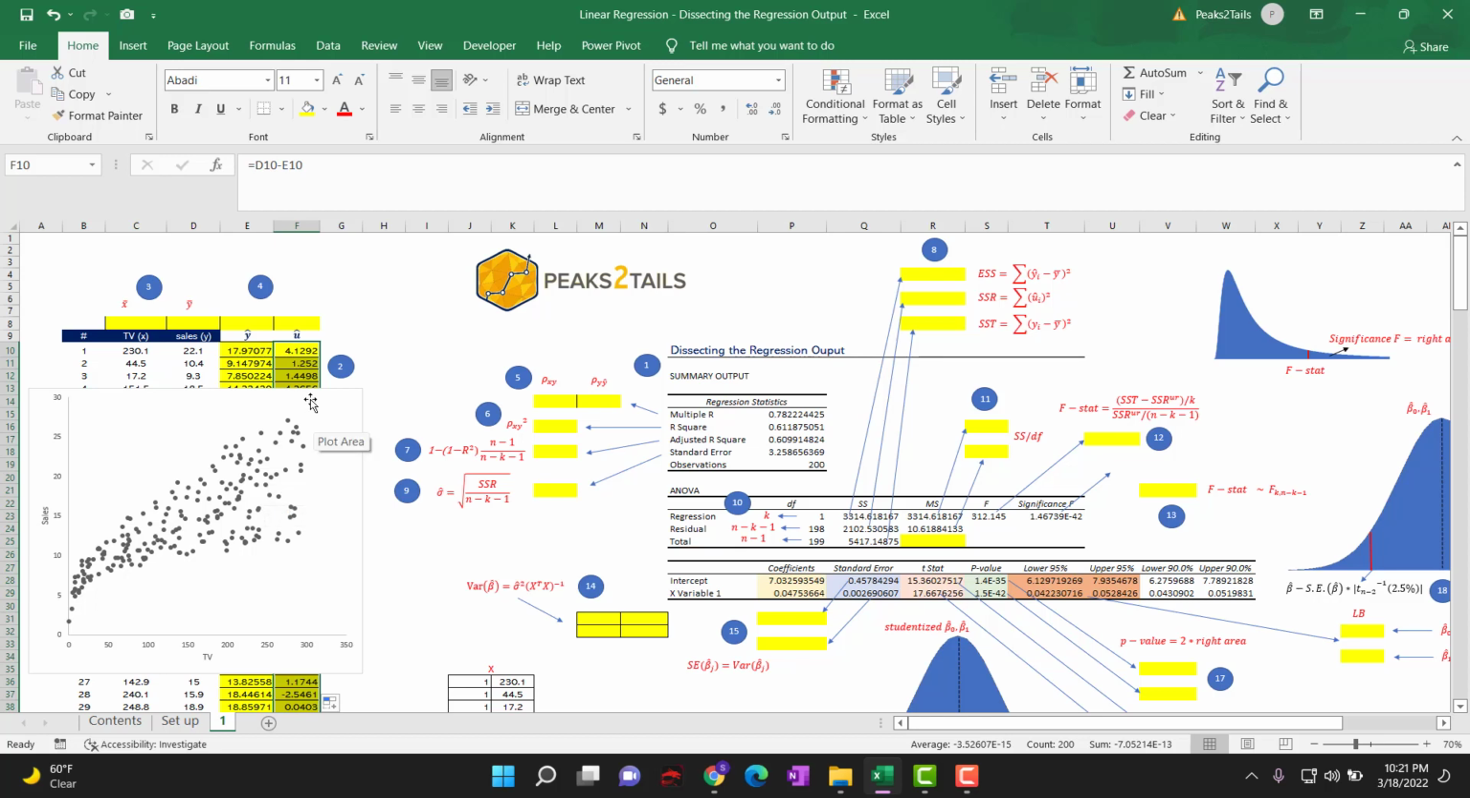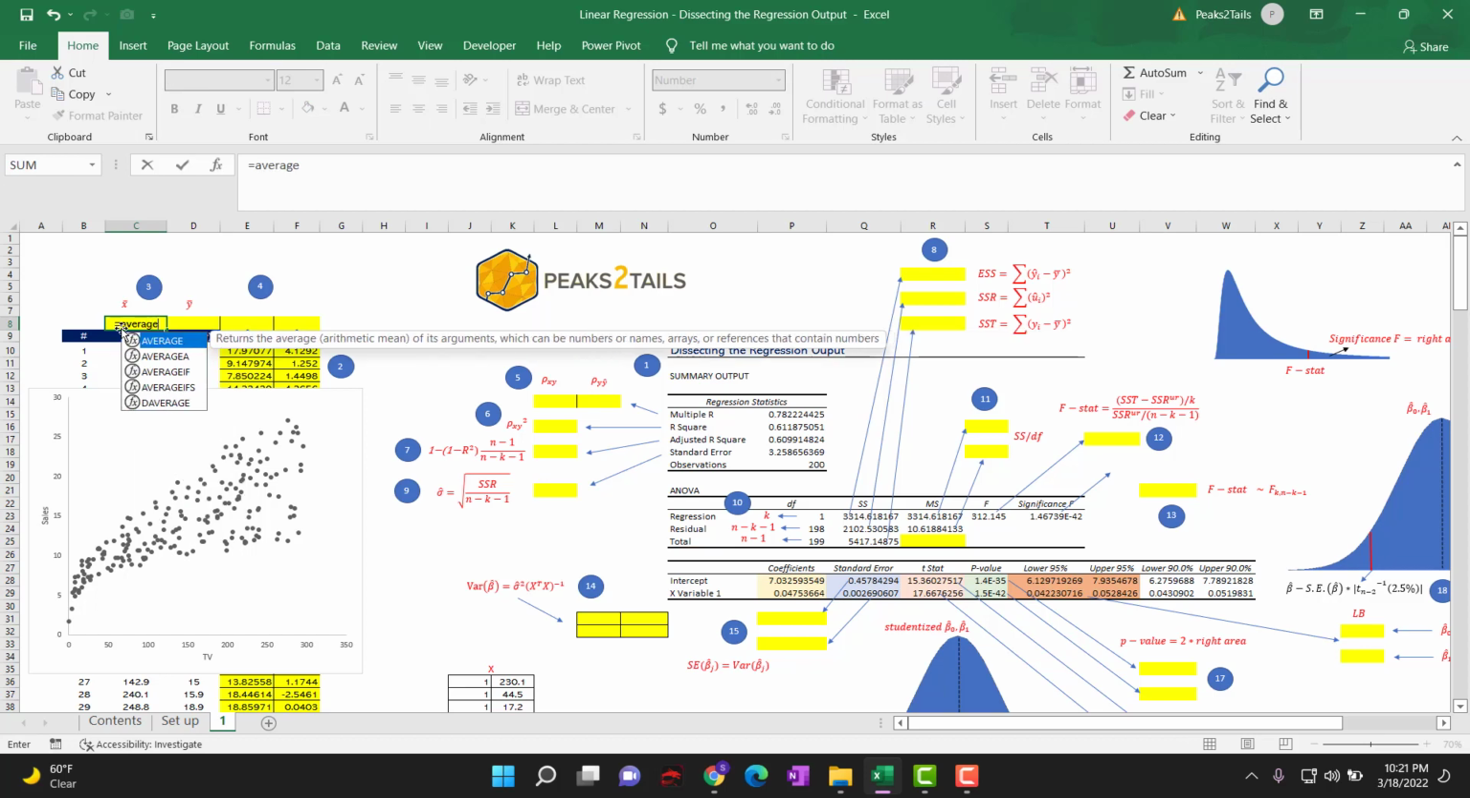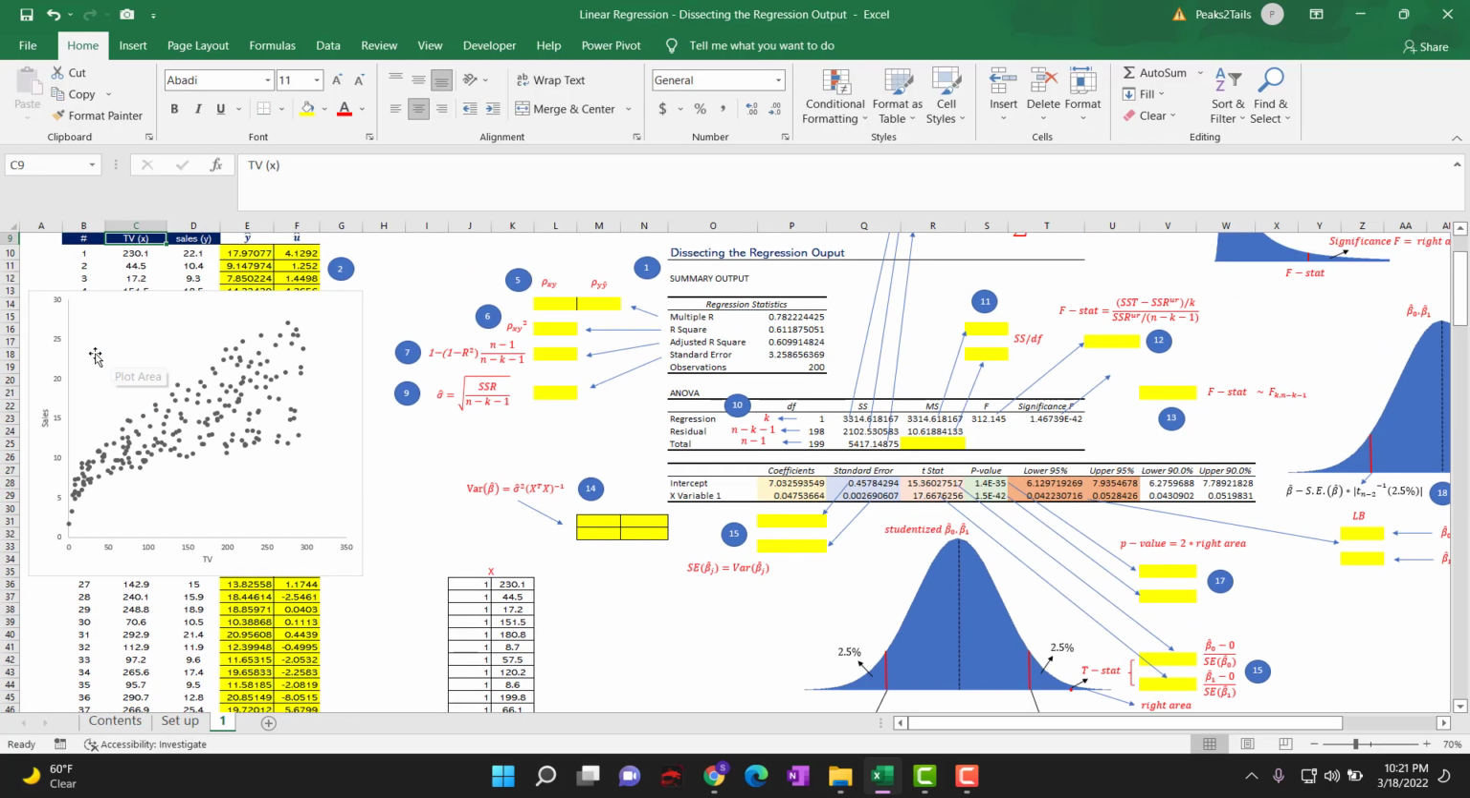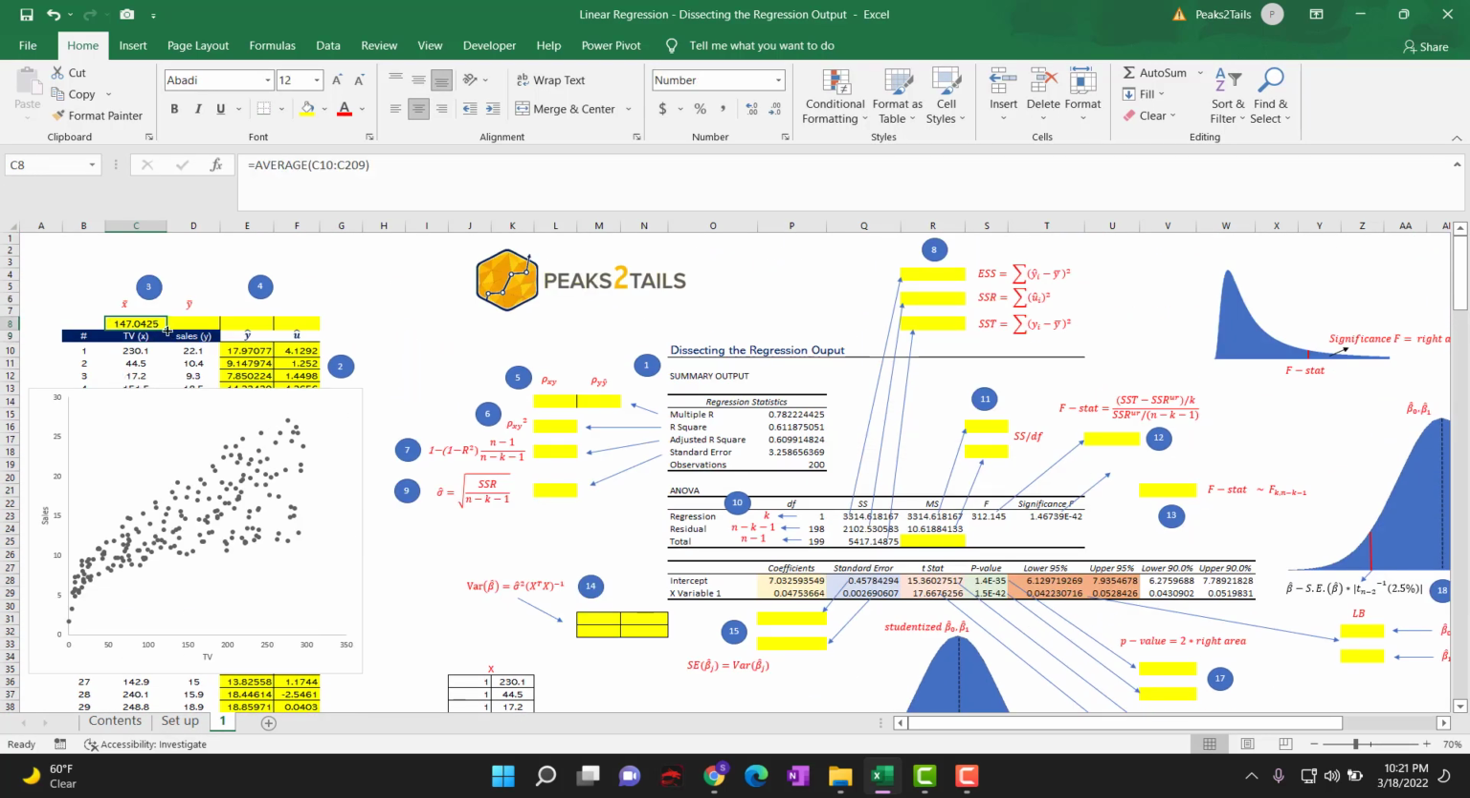Alright, the next thing we need to do is to calculate the average value of X and average value of Y in the sample. We will use these averages in various calculations later on. So to find out the average value of X, we go average of X vector, and I'll just drag it and it will calculate the average Y for me.